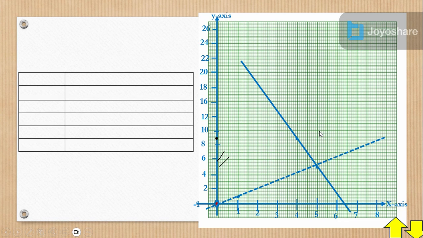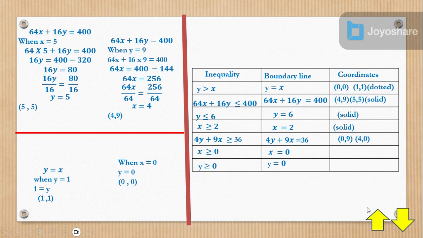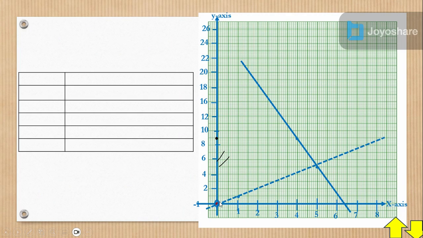So we are moving to the line 4y plus 9x is equal to 36. Let's see that line up this side. We have coordinates (0, 9) and (4, 0). Then we have plotted coordinate (0, 9). Next is (4, 0). Let's plot it, and it is here. Next we are going to make the line solid. Why? Because it has the greater than or equal. That's our line.